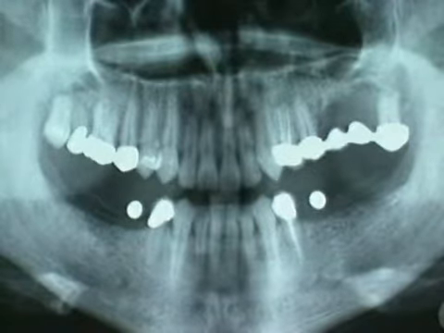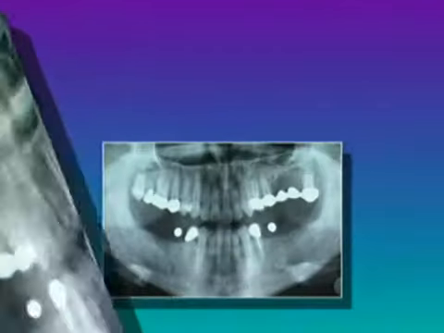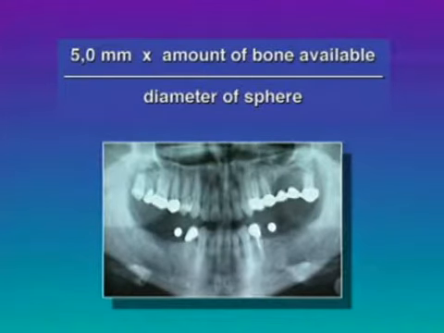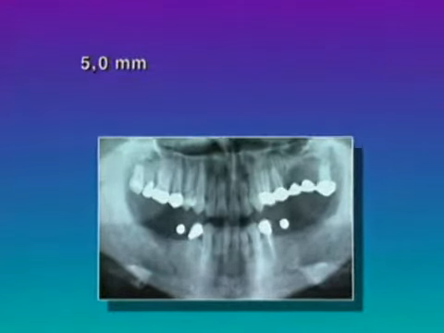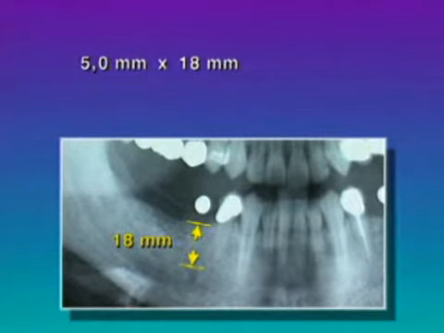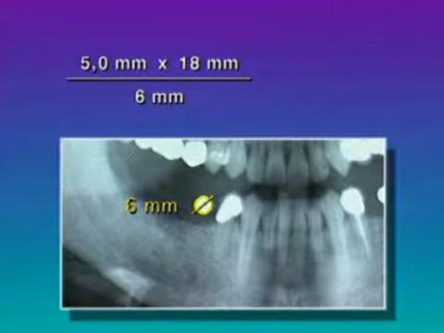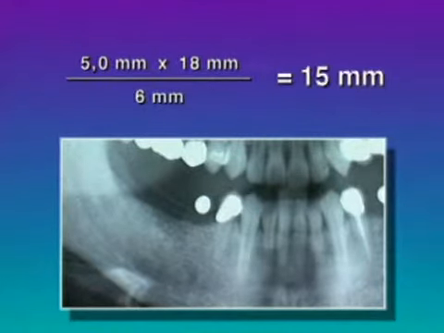In this way, the dimensions of available vertical bone can be evaluated very precisely using the formula: 5 mm as the material diameter of the reference ball multiplied by the vertical distance of the alveolar ridge to the inferior alveolar nerve as reflected in the radiograph, divided by the diameter of the ball as reflected in the radiograph. In our specific example, this means 5 mm as the material diameter of the reference ball multiplied by 18 mm as the vertical distance obtained on the radiograph, divided by 6 mm as the radiographic diameter of the reference ball. Consequently, vertical bone distance is 15 mm.